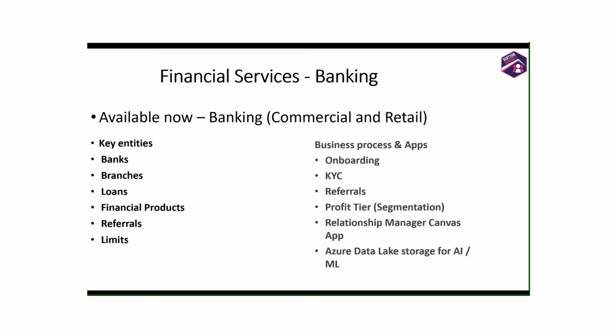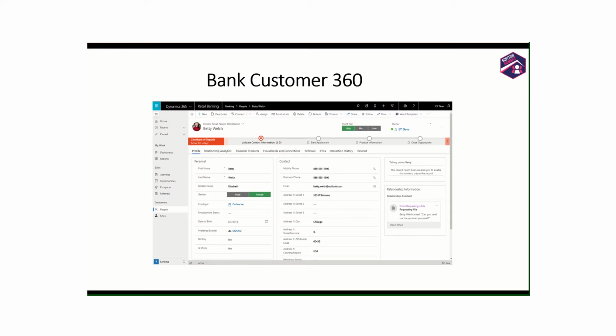So this is the Customer 360. This is a customer form. It gives you a 360 view of all the information that you have about this customer, and different profit tiers they belong to, what different products they have, what households and connections are within that, any referrals they have made, or KYCs, and any interaction history. So everything is stored about the customer in one place.